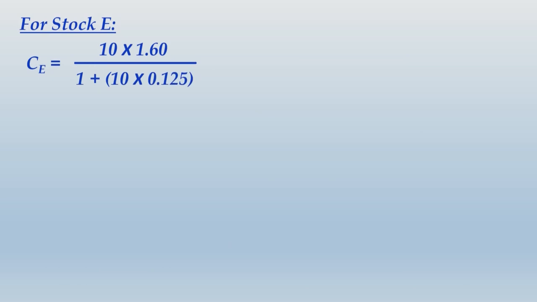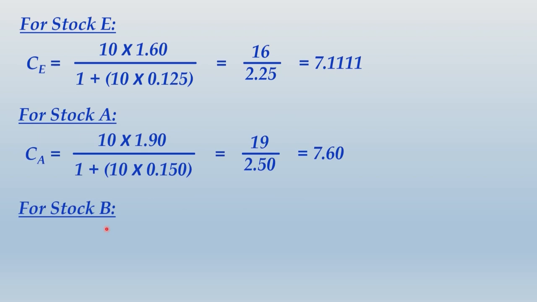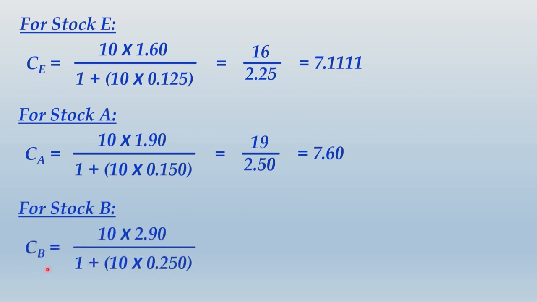So we go ahead and make the calculation for stock E in the same way. Once you understand how you have to make this calculation, it is no big deal, it is easier. So CE stands for cutoff point for stock E, CA stands for cutoff point for stock A. The calculation is 7.60. For stock B, CB, that is the cutoff point for stock B, the calculation goes to 8.2857. So friends, again note down all these calculations in your workings, and then we will go back to the table and fill up that last column.